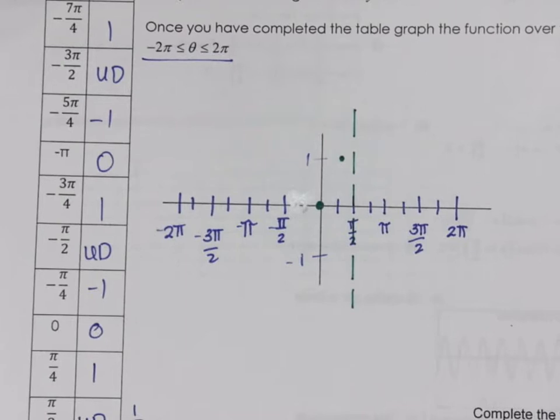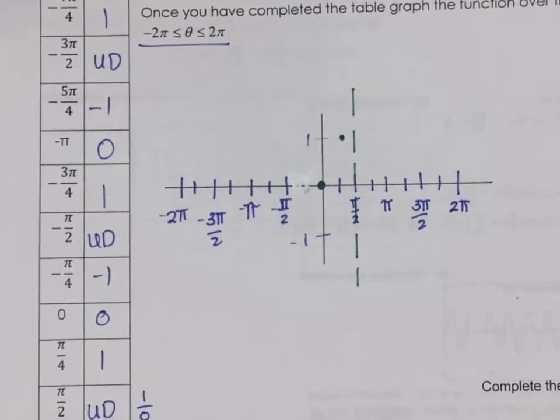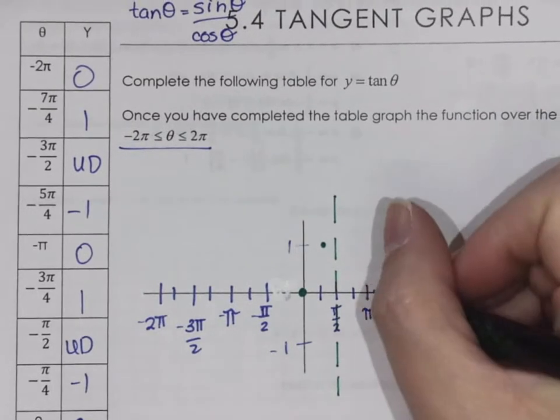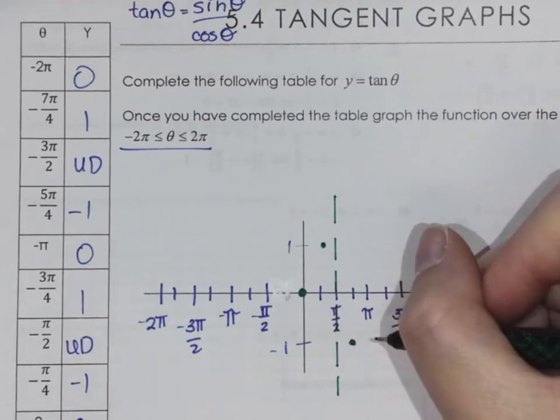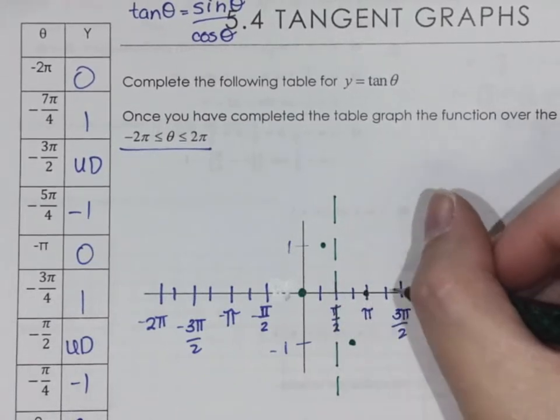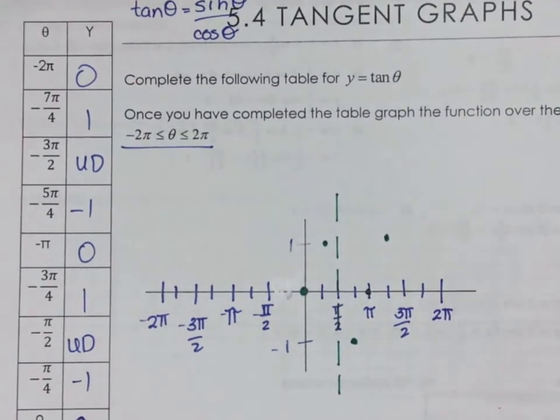Okay, so what do we know about asymptotes? The graph approaches them, but never touches or crosses them. It gets infinitely close, but never crosses. Okay, just so we know the rules. You have 3 pi over 4, which would be right here. I'm at -1. At pi, I'm at 0. And at 5 pi over 4, I'm at 1. At 3 pi over 2, I'm undefined again.